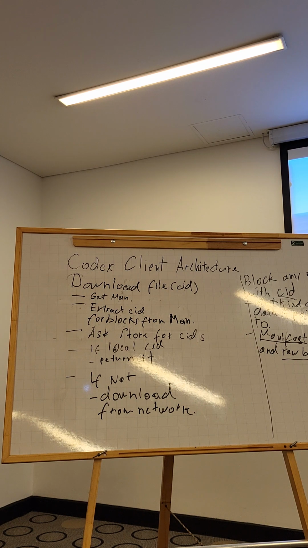How do you get those? You would need something like a slot ID. Yeah, so you need to have the manifest, and you need to know some parameters that will allow you to derive the blocks that you need. I don't think we have that part. No, we don't have that.